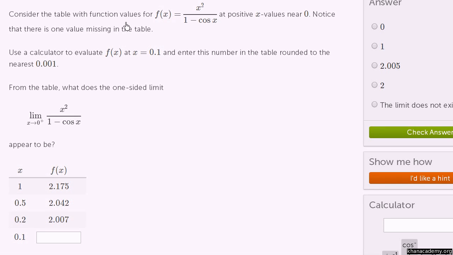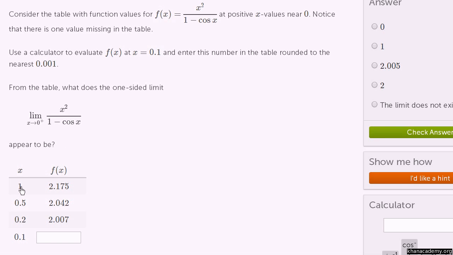Consider the table with function values for f of x is equal to x squared over 1 minus cosine x at positive x values near 0. Notice that there is one missing value in the table. This is the missing one right here. Use a calculator to evaluate f of x at x equals 0.1 and enter this number in the table rounded to the nearest thousandth. From the table, what does the one-sided limit, the limit as x approaches 0 from the positive direction of x squared over 1 minus cosine of x, appear to be?